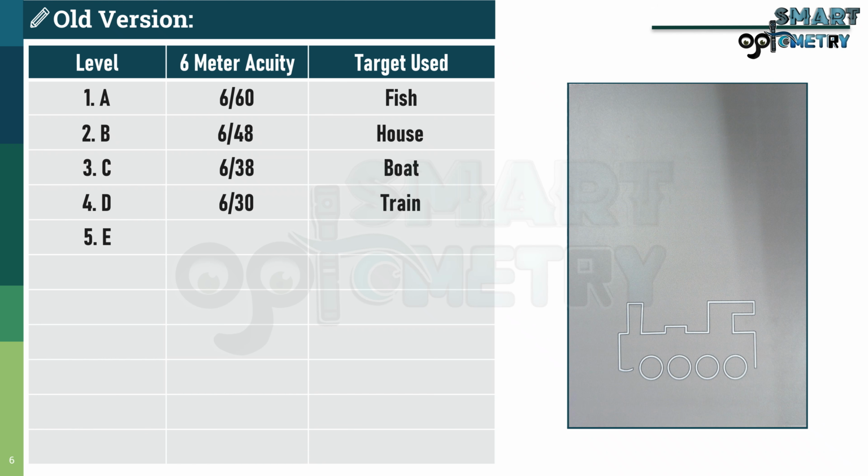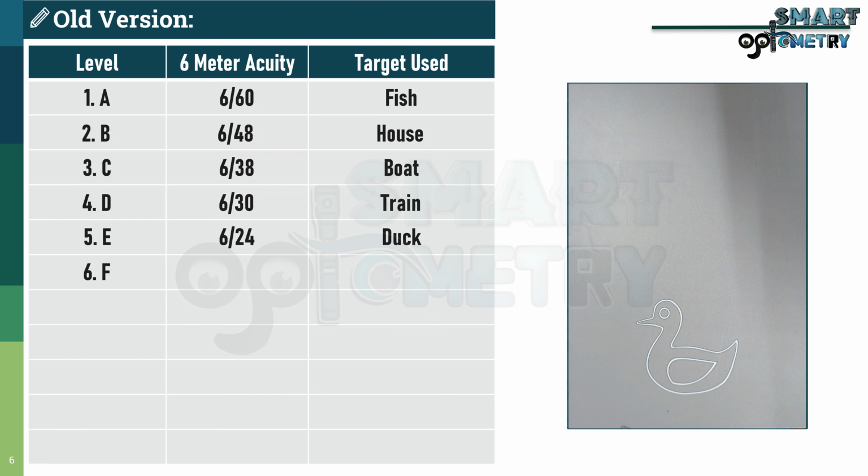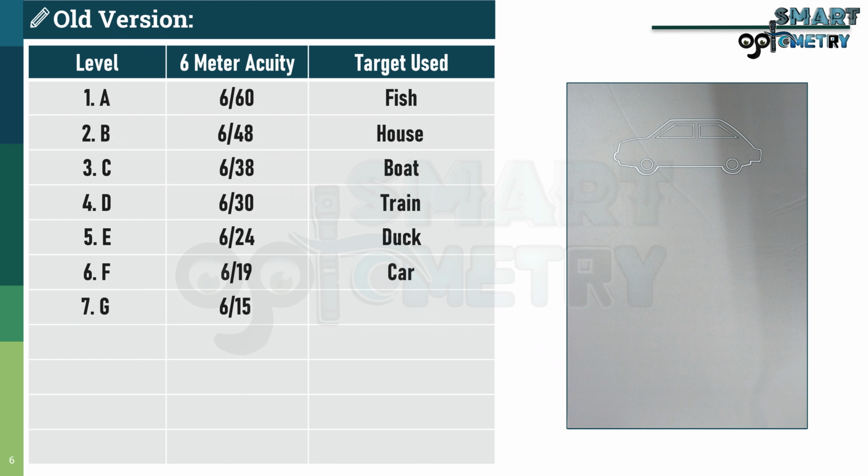Level 5 or E, visual acuity 6 by 24 and target used is duck. Level 6 or F, visual acuity 6 by 19 and target used is car. Level 7 or G, visual acuity 6 by 15 and target used is fish. Level 8 or H, visual acuity 6 by 12 and target used is train.